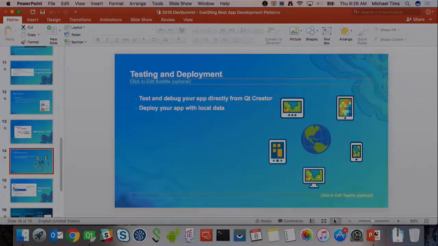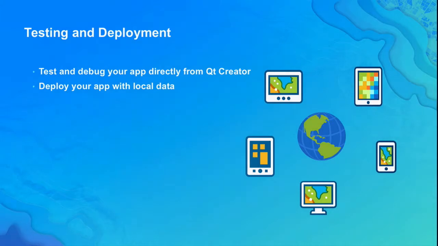Now, the last thing I wanted to talk about, and I probably am not going to have time to demo this, is testing and deployment. You can do your testing and your debugging and your deployment all through Qt Creator. And you can also sideload your local data onto your devices. So with Android, you could use some tools on getting data onto your SD cards. And for iPhone, you can use iTunes file sharing to copy data into the Documents folder of your iOS apps.